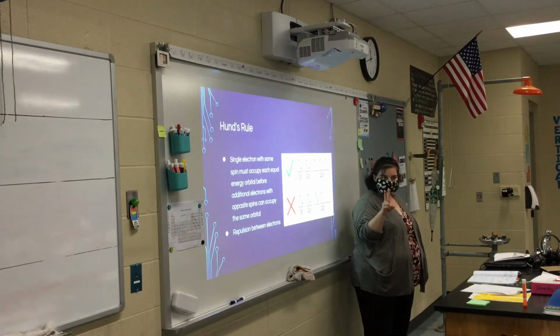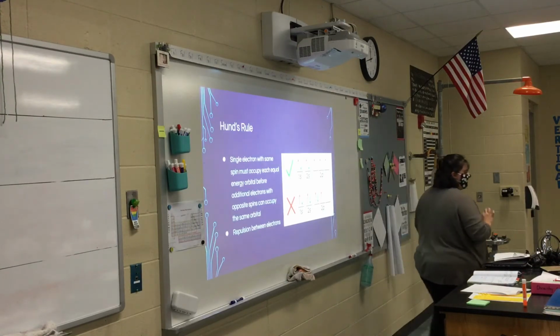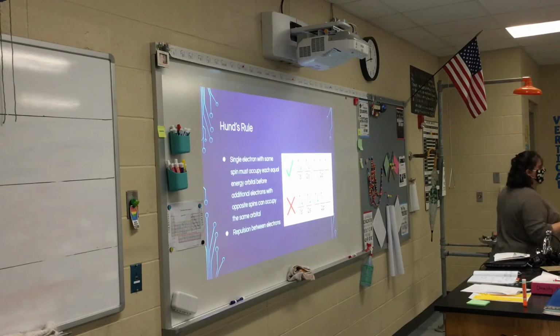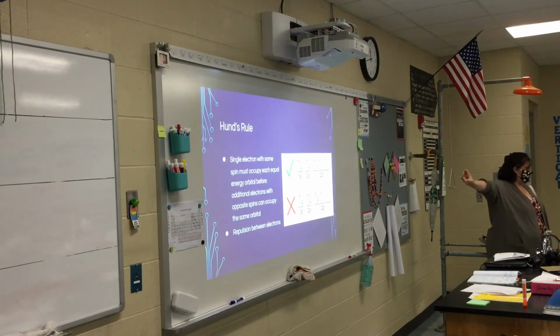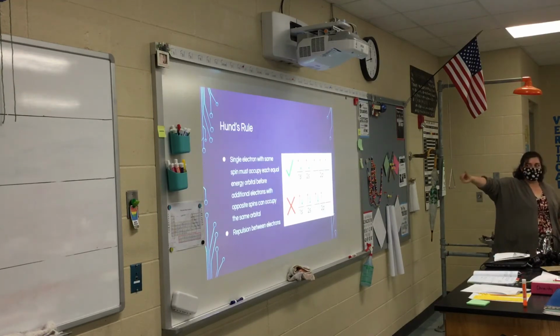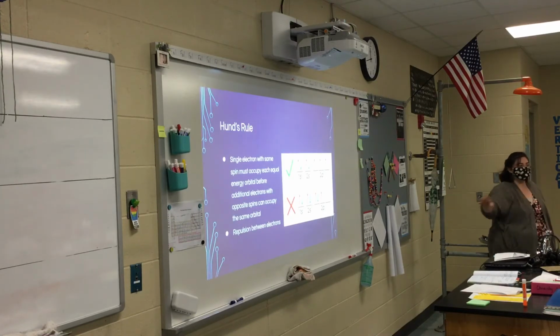So anytime we have degenerate orbitals, which are p, d, and f, every orbital gets 1 electron before any of them get 2.